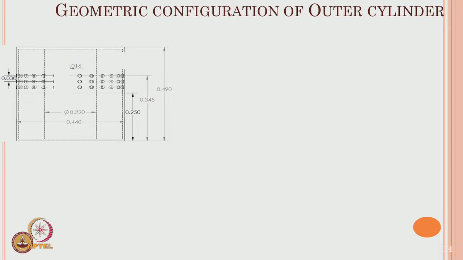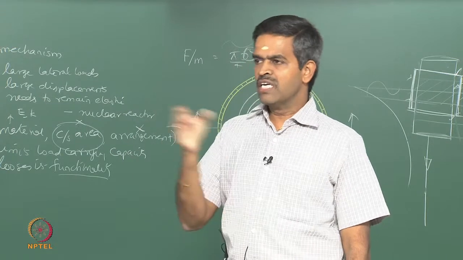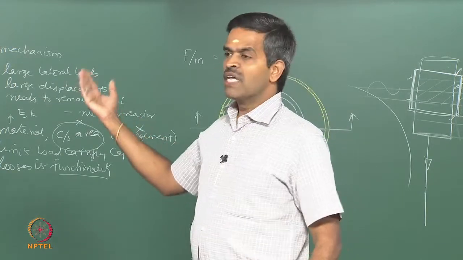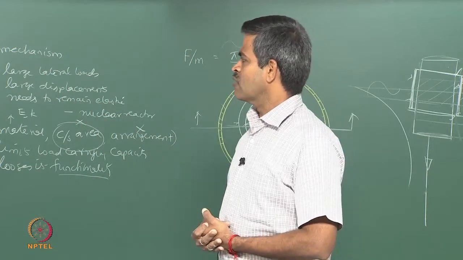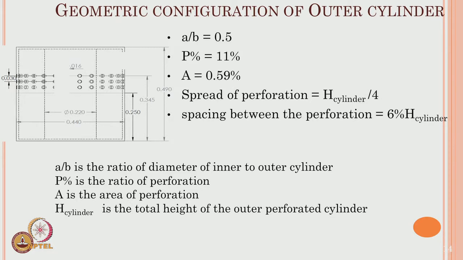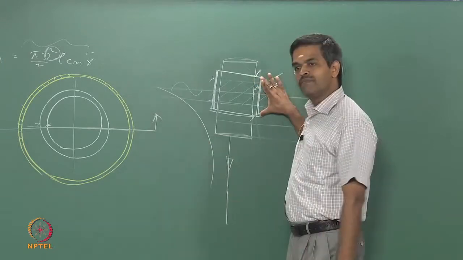So, the geometric configuration and the physical dimensions of the member are shown here. As I said, A by B, the annular ratio with respect to the diameter, is taken as 0.5, which has been one of the frozen parameters as identified by the existing researchers. P has been taken anywhere from 6 to 21%, 11% was attempted, and A, the area of perforation, was taken to be 0.59%. Spread of perforation is about 1/4 of the cylinder, and spacing is about 6% of h of the cylinder, where h is only the height of the outer perforated cylinder. Please understand, if you have this as h and this as h, I am talking about only this h.